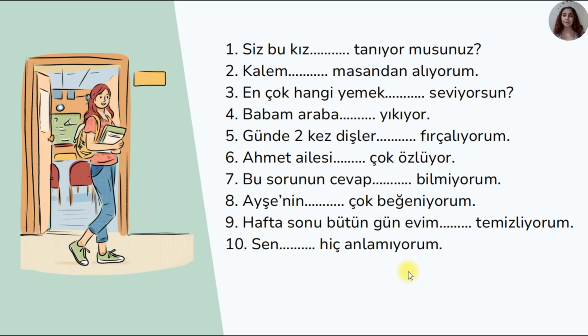Sonraki, next one. Ahmet ailesi çok özlüyor. Özlemek was to miss, and he misses his family a lot. I will say Ahmet ailesini çok özlüyor. Ailesini çok özlüyor. Because here Ahmet's family is object in your sentence and ailesi is possessive, and depending on the third function, third condition, you need to make an accusative case after possessive case in your sentence.